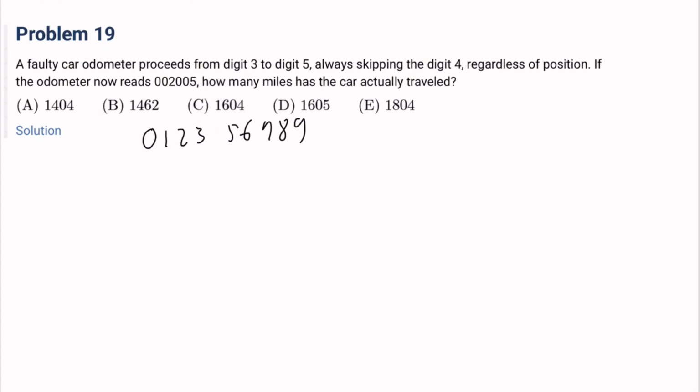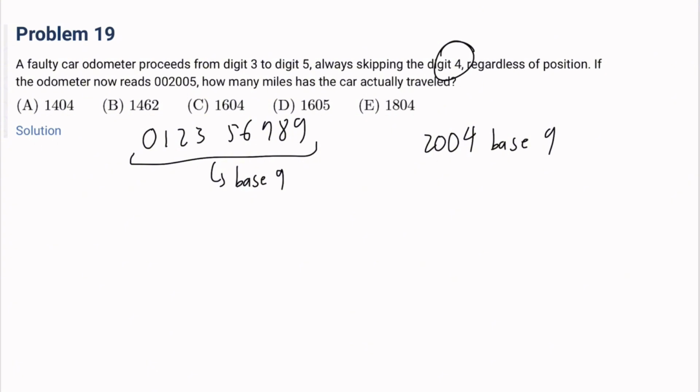And so that's just equal to saying that this is a base 9, right? So we have 2005 base 9. No, sorry. It's actually 2004 base 9, right? It's actually 2004 base 9 because 5 was just a skip of the digit 4, and so 5 actually means 4, 6 actually means 5, 7 actually means 6, and 8 actually means 7, 9 actually means 8, like that, right? And so since 5 actually means 4, this is just the same thing as 2004 base 9.